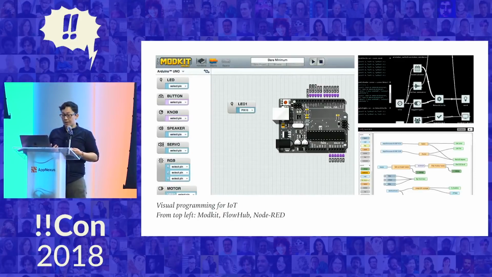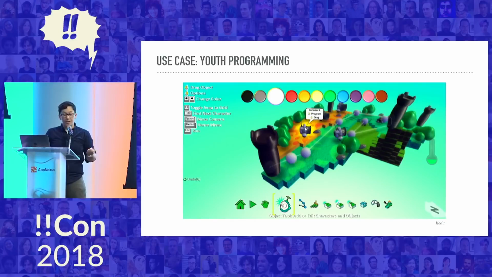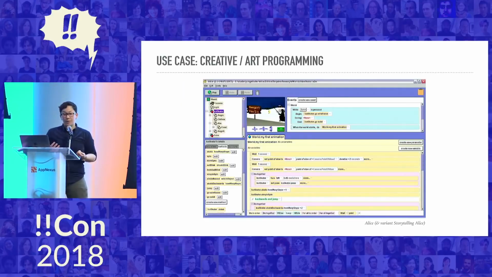IoT devices are another good example. They're often used by hobbyists. You see lots of flow-based models in this space. Kids programming is another one. Like, this is Kodu. Kids make beautiful games with this. And then finally, there are all these great examples of creative tools. So this is Alice, which is designed to appeal to populations that might be less served by traditional programming tools by encouraging narrative and storytelling. So this is great. We see these cases where these tools are making programming more accessible.